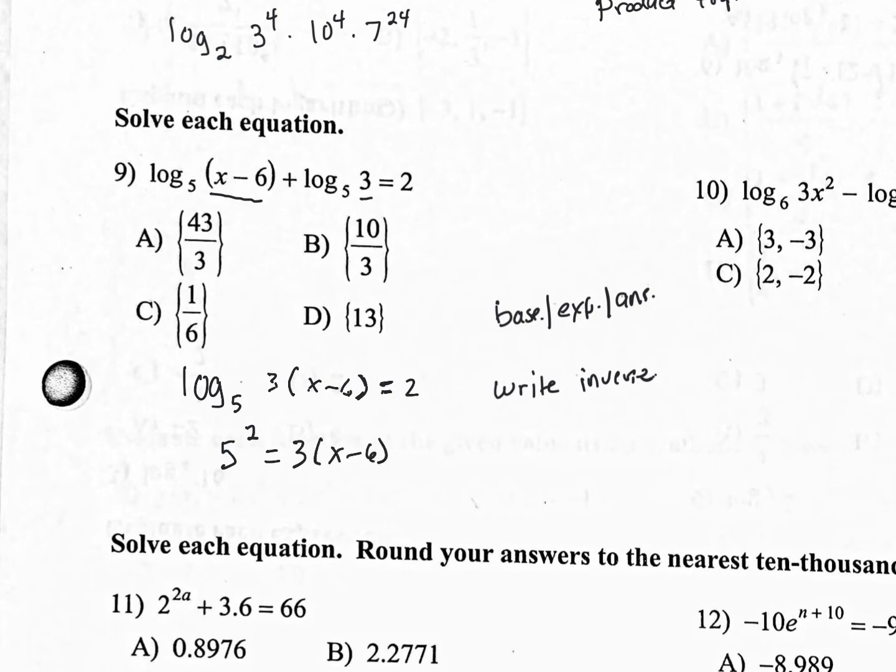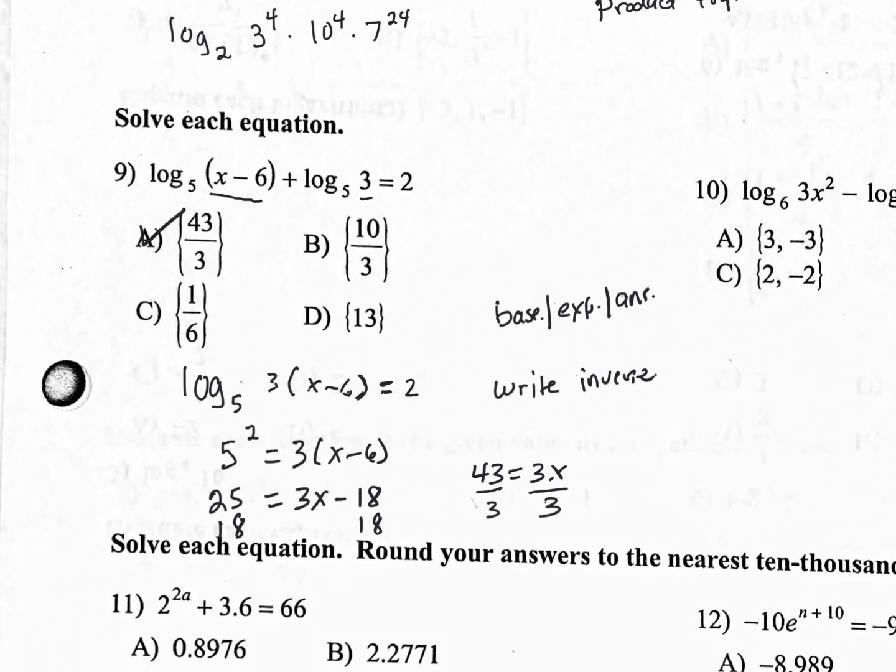Now you're just going to solve this as a regular equation. So you have 25 equals 3x minus 18. You add 18 to both sides. So you have 43 equals 3x. And then you divide by 3. So your answer is A.